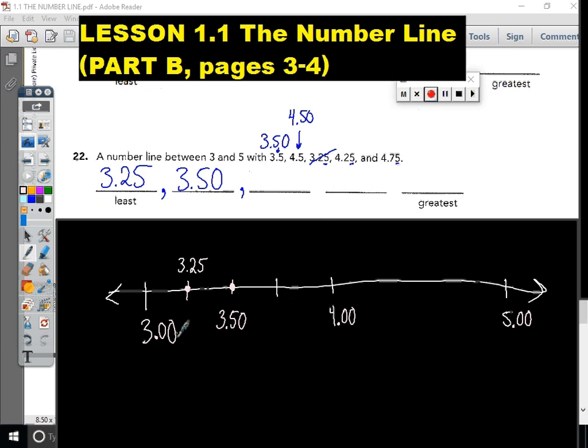We had 3, 3.25, 3.50, 3.75. And does that need a point? Is it on my list? If I look up here, I don't see it. So it is on my number line as far as a tick mark or a location, but I'm not really going to worry about it. I'm not going to put a point because it's not in my list.